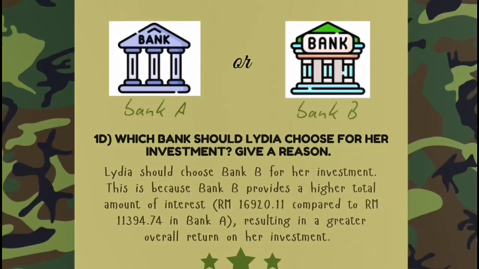For question 1D, the question asks which bank she should choose and why. Based on the calculation previously, Lydia should go with Bank B. This is because Bank B offers a higher total amount of interest, which is 16,920.11 ringgit Malaysia, compared to 11,394.74 ringgit Malaysia from Bank A. By choosing Bank B, Lydia secures a greater overall return on her investment, making it the better option.